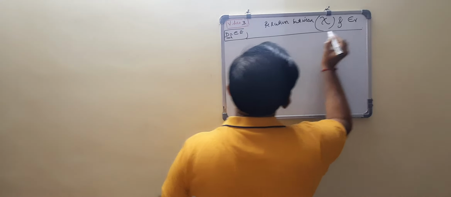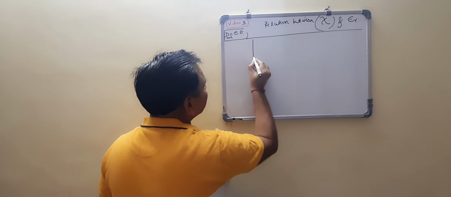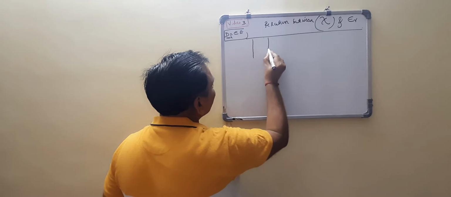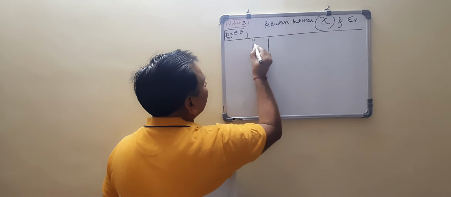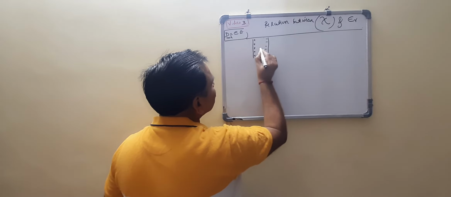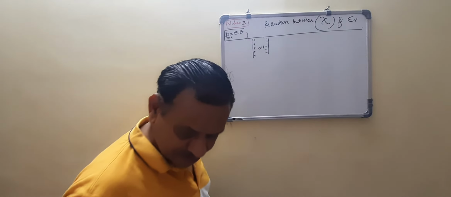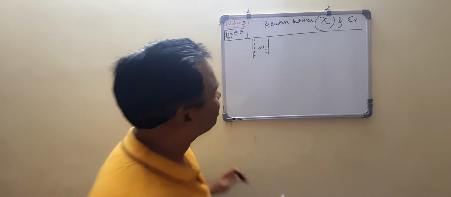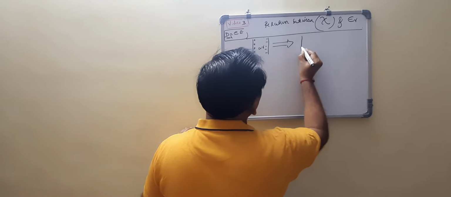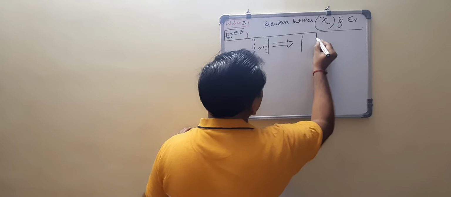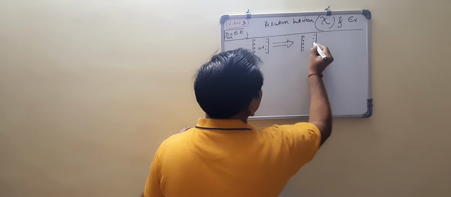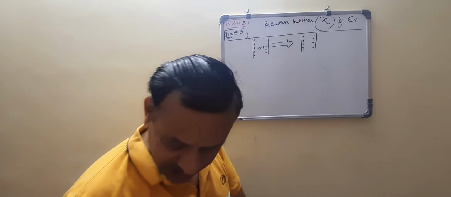Draw one diagram. Already shown, this is the parallel plate. This plate is positively charged, this plate is negatively charged. Air is filled here. Next, I am placing a dielectric material between the same plates. This is positive, this is negative. I will place a dielectric material.